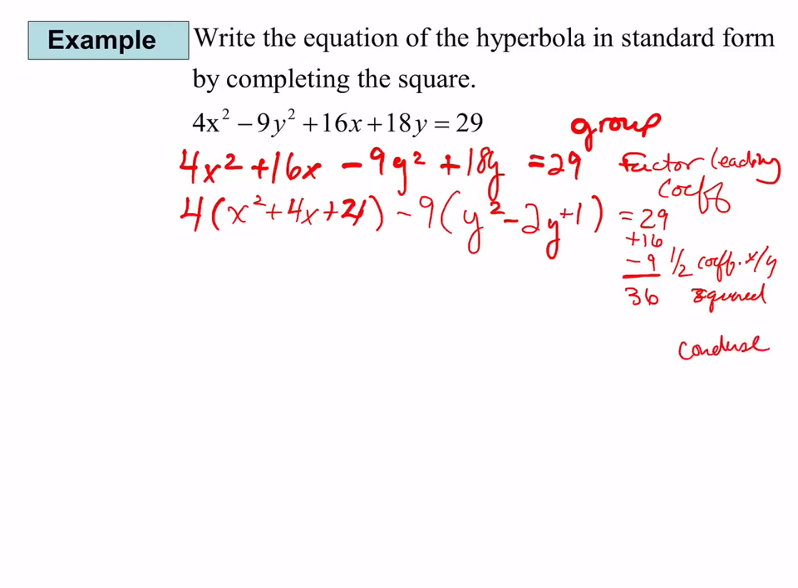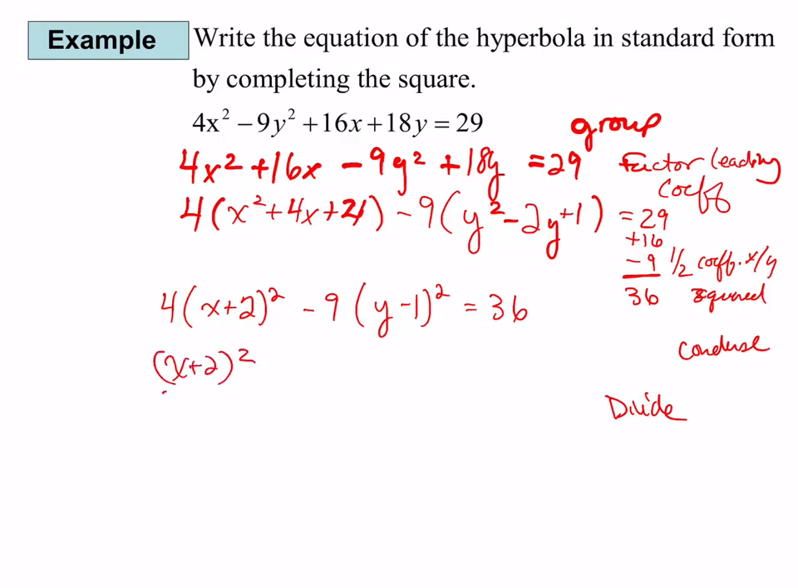Condense. So we have 4 times the quantity (x plus 2) squared minus 9 times the quantity (y minus 1) squared equals 36. And again, we divide. And we get (x plus 2) squared over 9 minus (y minus 1) squared over 4 equals 1. And there's our final equation, the way we wanted it.